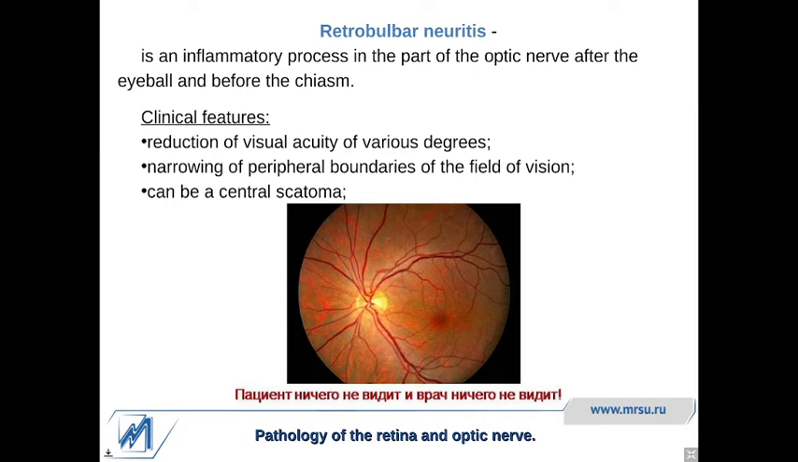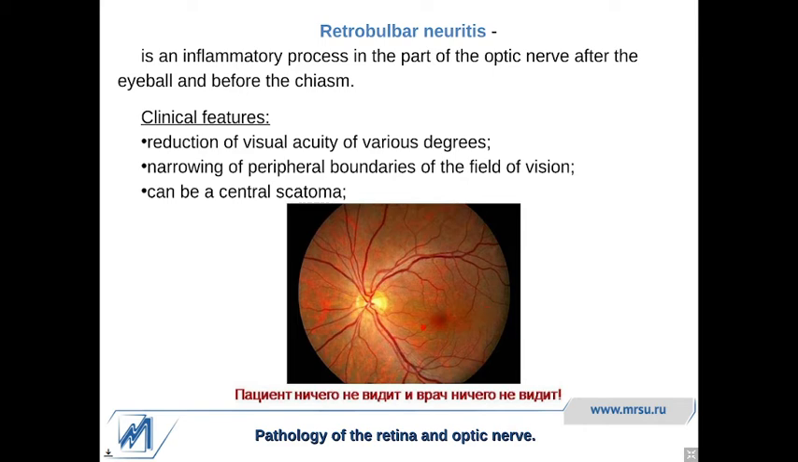What about clinical picture? It is reduction of the visual acuity of various degrees. It can be very little and it can be very big. Narrowing of peripheral boundaries of the field of vision. It can be a central scotoma, central loss of visual field.